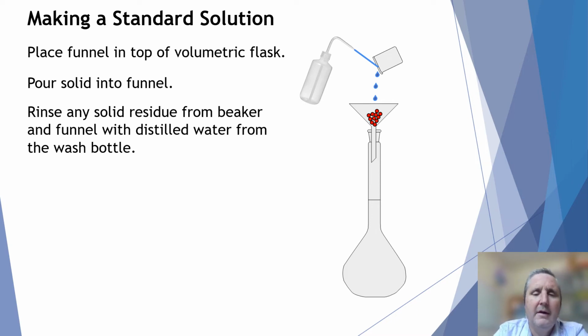So what we're doing is we are rinsing all the particles that remain of the solid from the beaker down into the volumetric flask. We also will rinse around the edges of the funnel to make sure no solid is kept there as well, because we need to make sure every single piece of solid, all of that 1.27 grams, is placed into the volumetric flask.